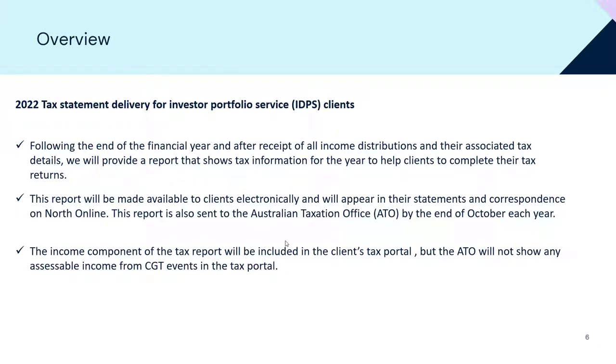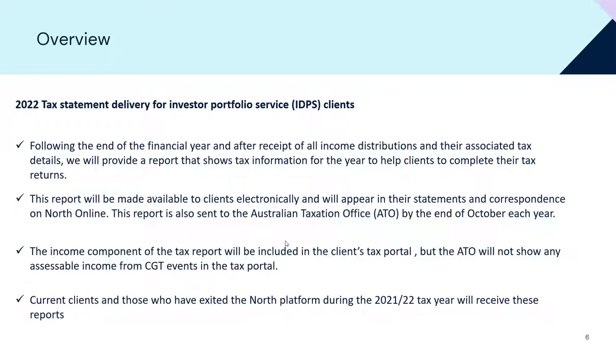The income component of the tax report will be included in the client's tax portal, but the ATO will not show any accessible income from CGT events in the portal. Current clients and those that have exited the North platform during the 21-22 tax year will receive these reports.